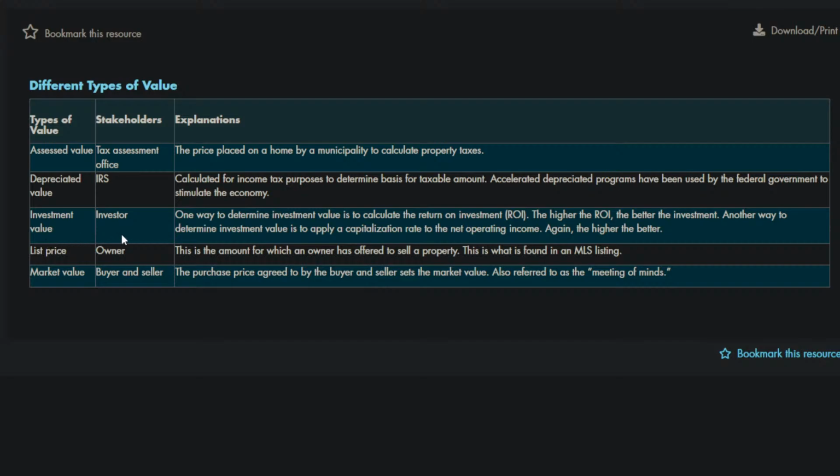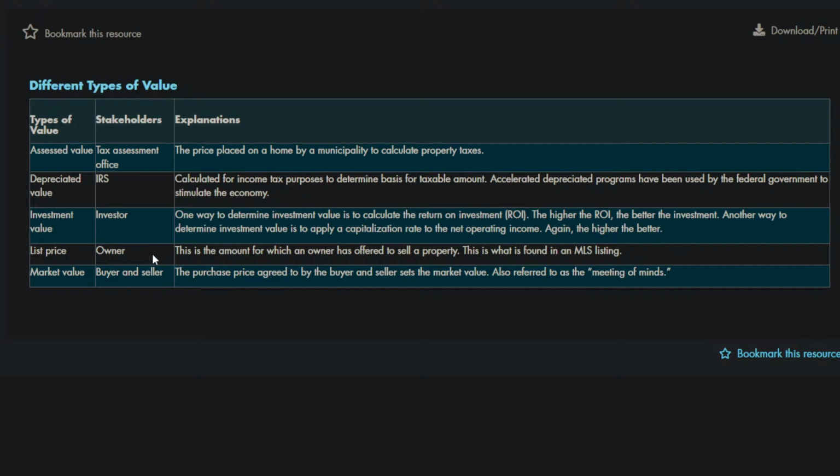Investment value, the stakeholder would be an investor. One way to determine investment value is to calculate the return on investment, ROI, and the higher the ROI, the better the investment. Another way to determine investment value is to apply a capitalization rate to the net operating income. Again, the higher the better.